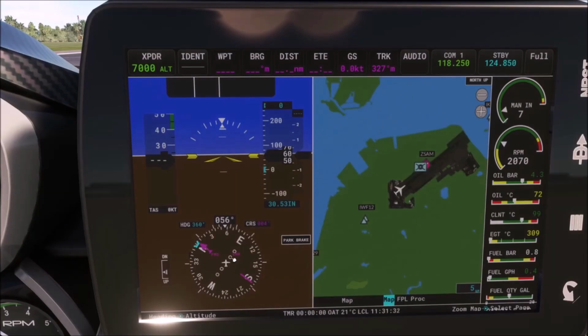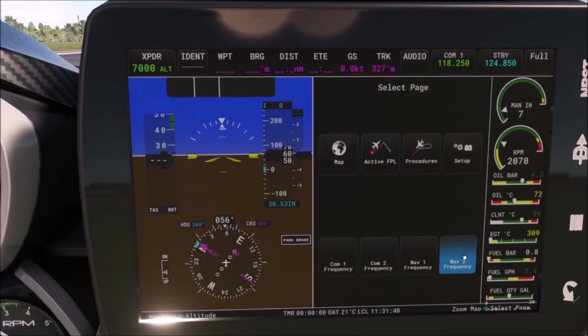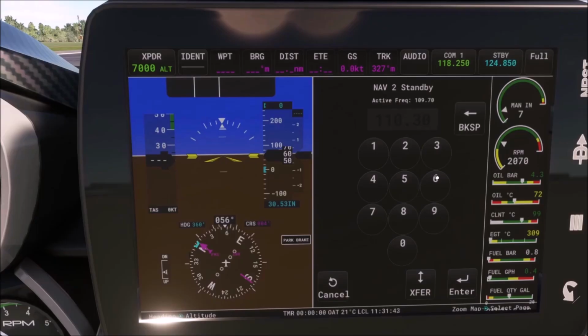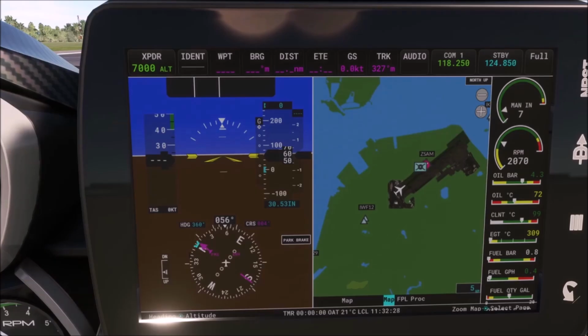109.70. Of course, I can use both these frequencies as a backup, which means that I go again to flight plan and I press navigation 2 frequencies here. And once again, I set 110.30, transfer. Yeah, it is already set, I think, 109.70, isn't it? Yes, exactly. Transfer. So we see that we have again both our frequencies, 109.70 and 110.30, which means that I can as well use navigation 1 or navigation 2.